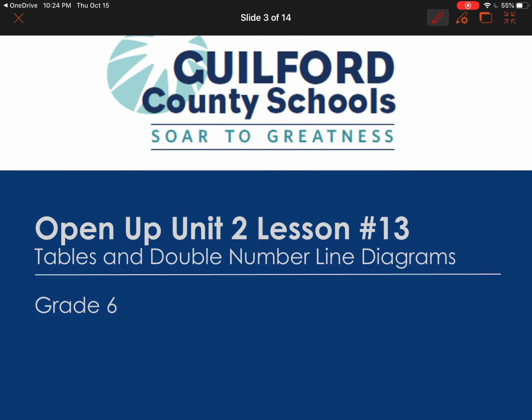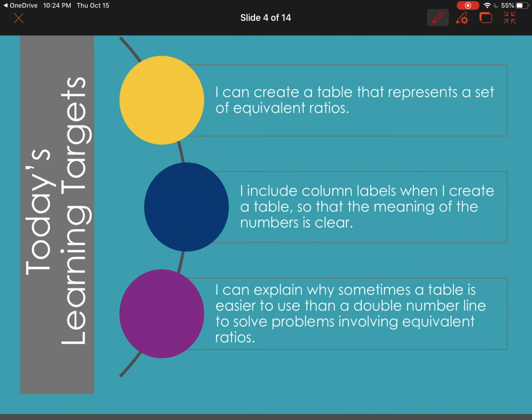All right, so we're talking about tables and double number lines today. So by the end of this lesson, I hope that you can use a table to look at equivalent ratios. Remember that word equivalent means the same. So ratios that represent the same thing. That you can include column labels. Those labels are going to be very important. We're going to talk about that. When you create a table, labeling things is always very important. And then you can explain why sometimes a table is easier to use than a double number line.